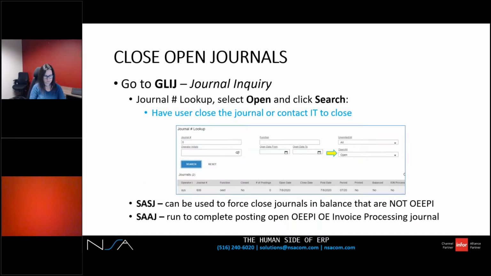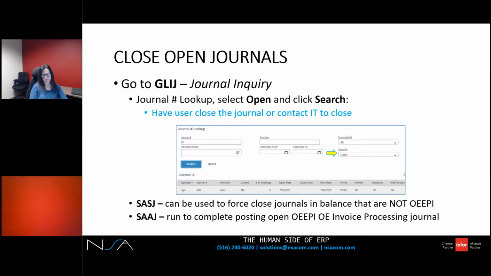Next is making sure that all journals are closed. If you don't already wrestle with it, I can tell you that one that causes accounting a great deal of indigestion is open OEET tendering journals. Let's say somebody tenders, takes a down payment on an order, goes home for the day and doesn't log out, leaves the system going. The next day they come in and they continue tendering on that same open journal.